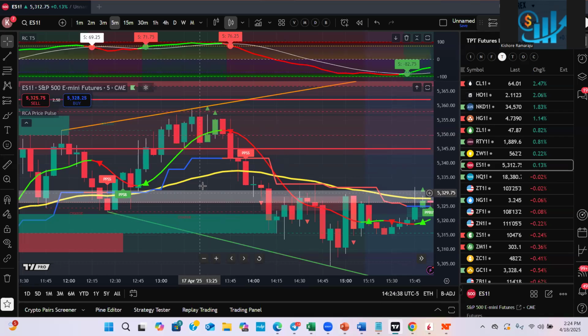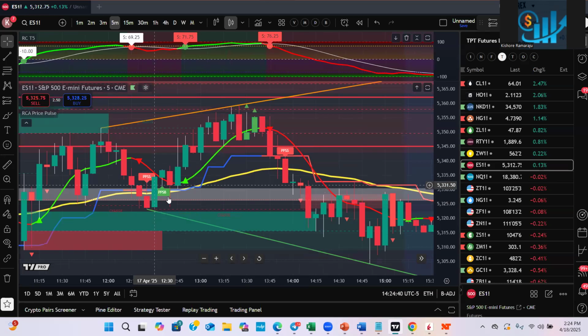So all we are doing is waiting for a strong buy or strong sell. Whenever you get a strong buy, check if T5 is also green. If T5 is not green, ignore the trade. That means there can be a lot of high volatility or sudden ups and downs. Better to ignore it. If you get a price pulse sell, if your T5 is also red, and your candle is also close to the price pulse or T5 lines, you can enter the short trade.